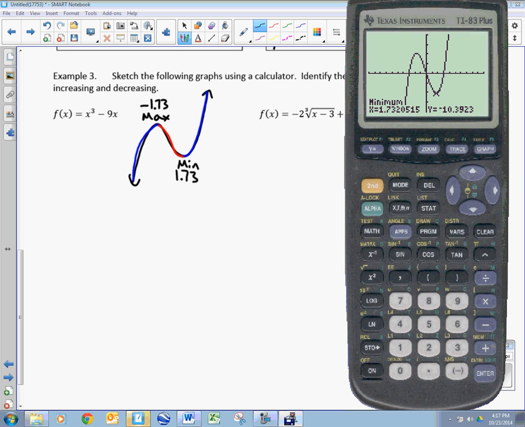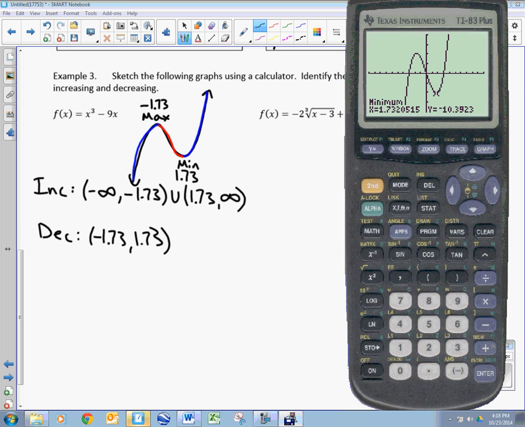So we can now answer the question. Increasing from -infinity to -1.73. Decreasing from -1.73 to 1.73. And then increasing, so union, 1.73 to infinity. That answers the question.